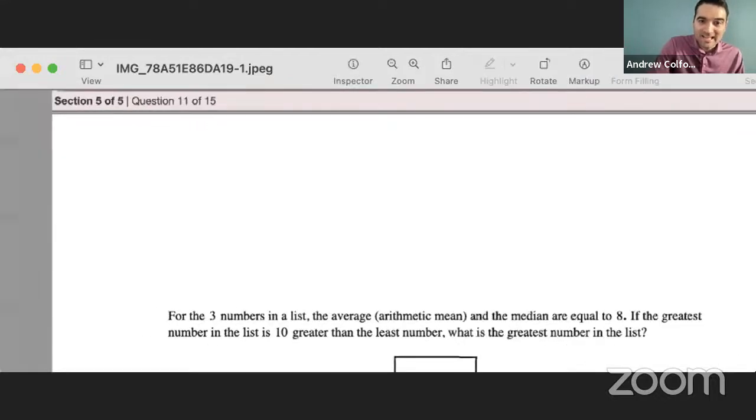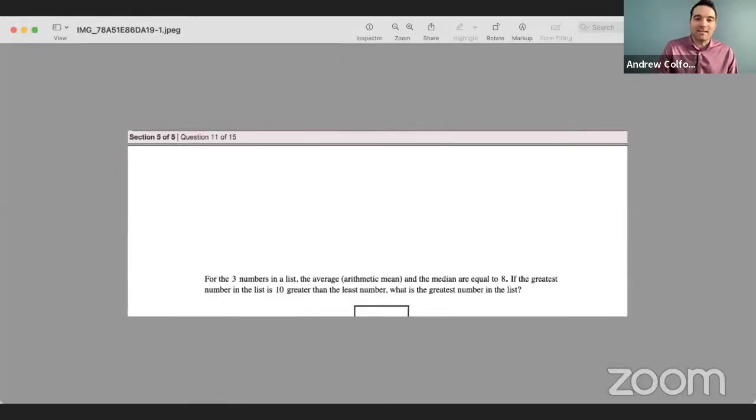So this next one is an average one. Interesting, that's a good one. For the 3 numbers in a list, the average and the median are equal to 8. First off, there are only 3 numbers, so this is manageable enough to play around with by testing our own. That's my first impression. The greatest number in the list is 10 greater than the least number. What is the greatest number in the list?